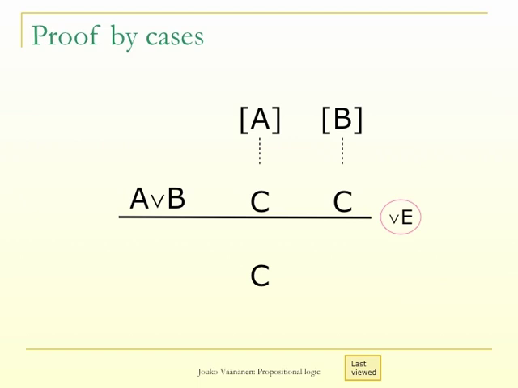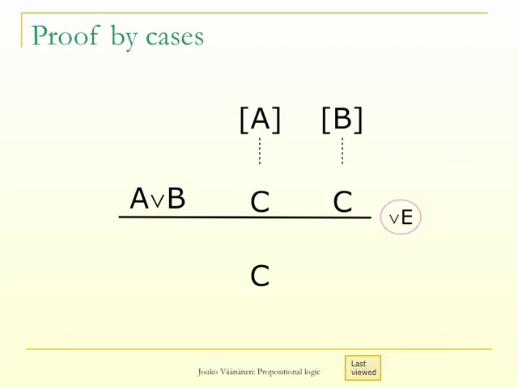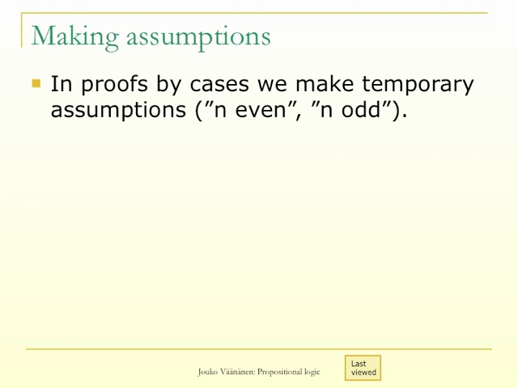If we analyze further what is going on in the above proof by cases, we can think of it as an application of a rule of this form. We know A or B, and we can prove C if we assume A, but also if we assume B. So, since A or B is established, we are convinced of C. In proofs by cases, we make temporary assumptions. In the above proof, the temporary assumptions were n even and n odd.